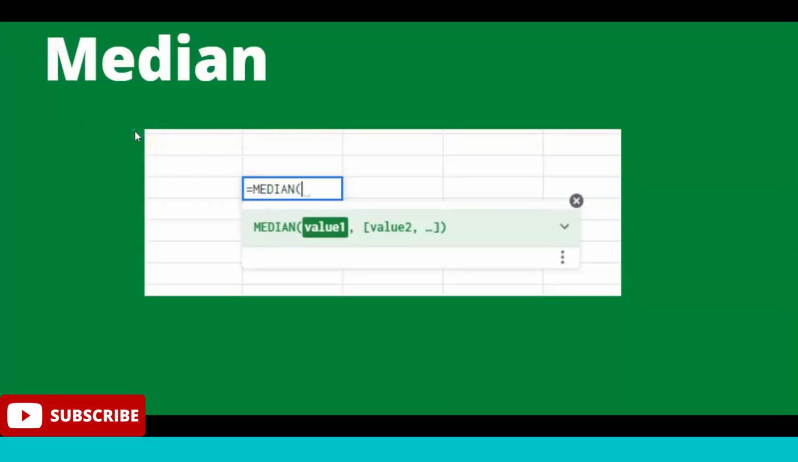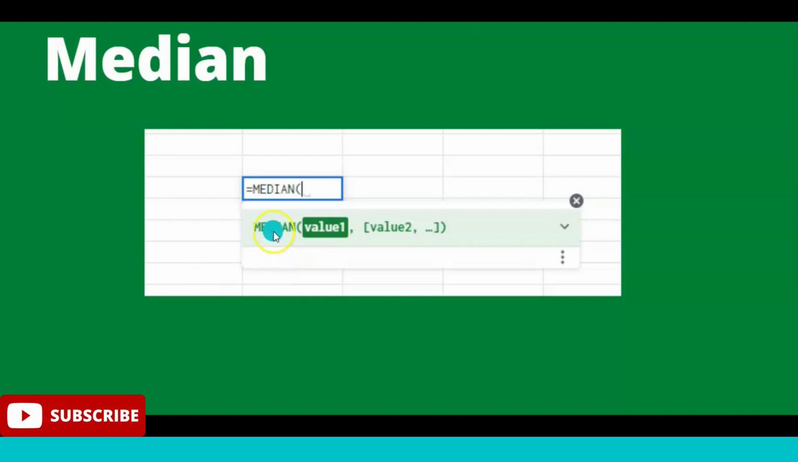Now let's try to find out what median is. Guys, don't get confused between median and average. For example, if you have 3 values, A1, A2 and A3, then the average will be A1 plus A2 plus A3 divided by 3. But the median for A1, A2, A3 is A2. A2 is the median, right? Let's try to find out. Let's try to use this.